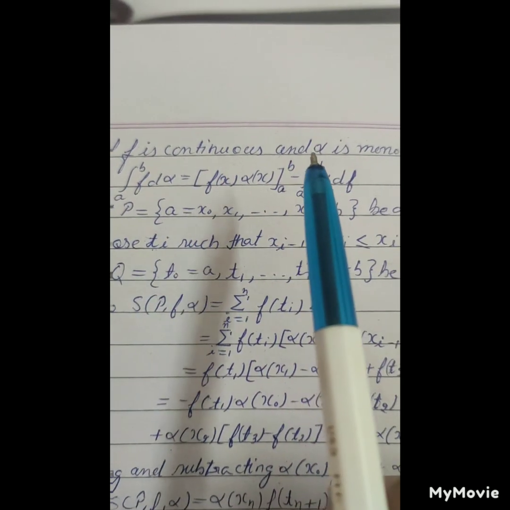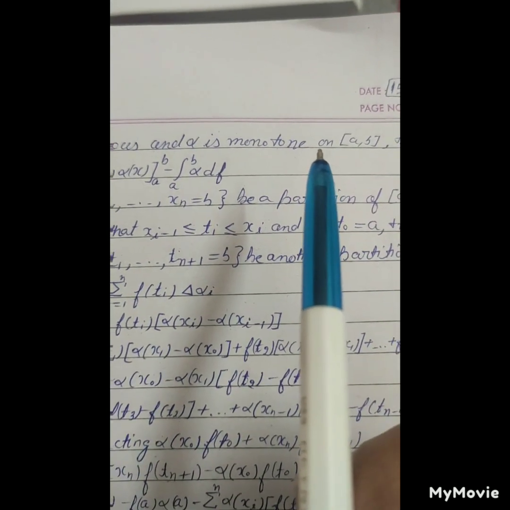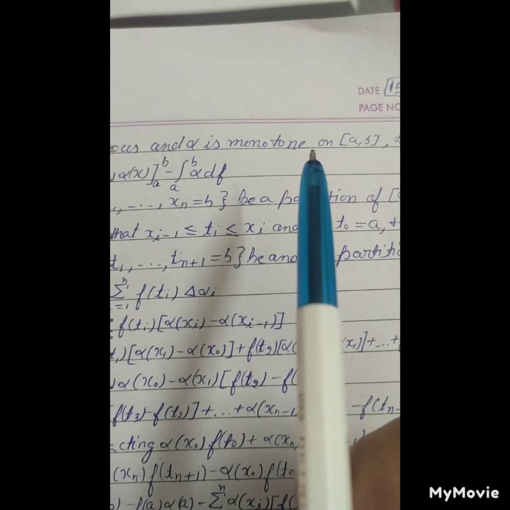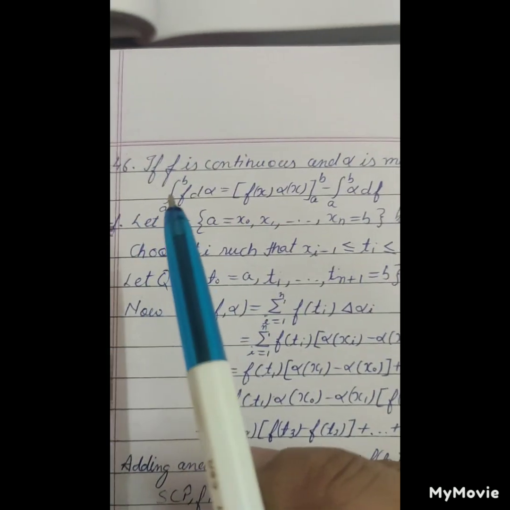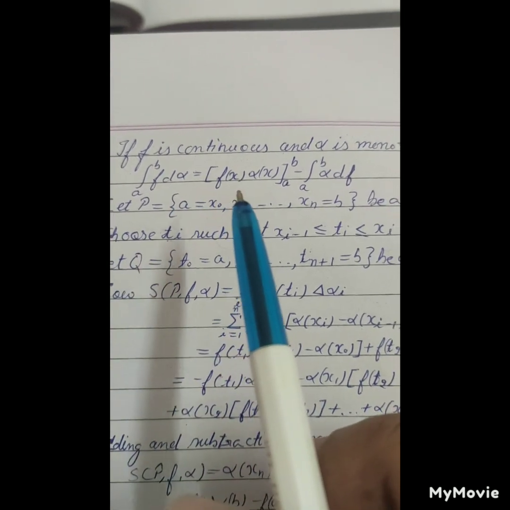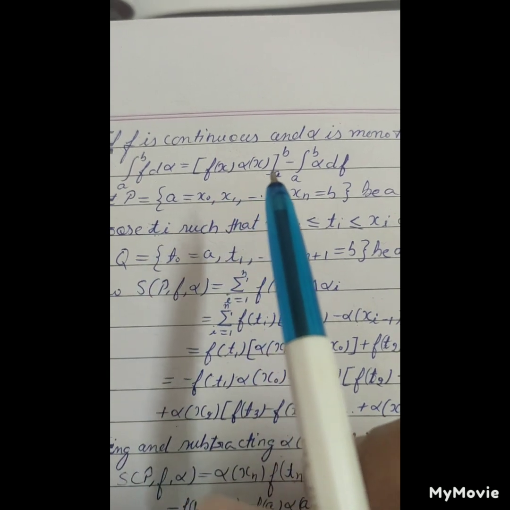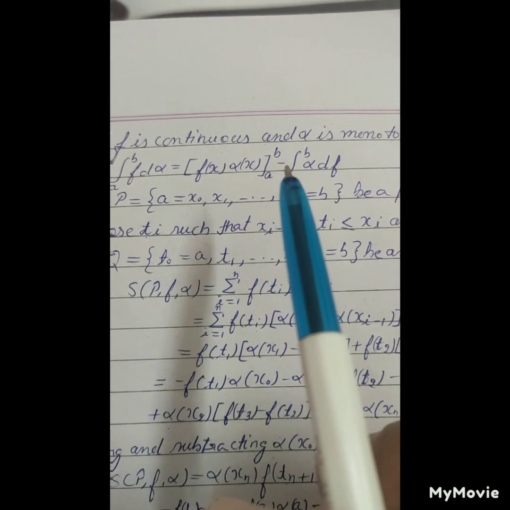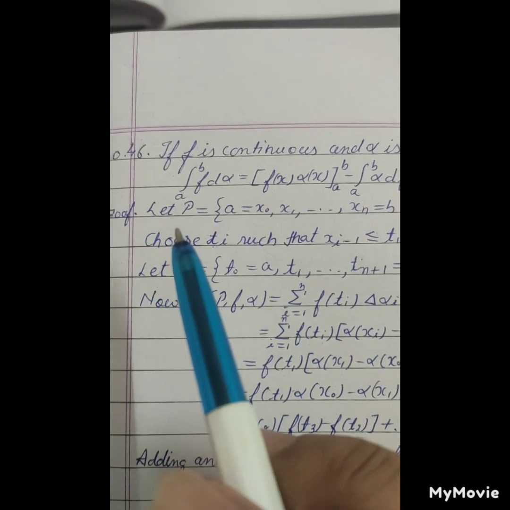If f is continuous and alpha is monotone on the closed interval [a, b], then the integral from a to b of f d alpha equals f(x) alpha(x) evaluated from a to b, minus the integral from a to b of alpha df.